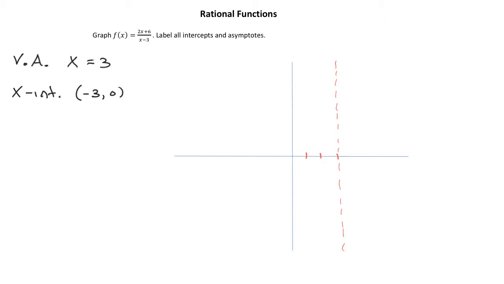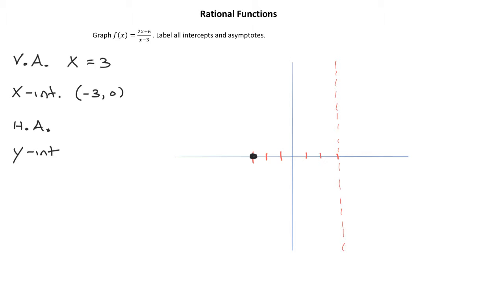So just to recap, if you look at this equation, where the denominator is equal to 0 is a vertical asymptote, where the numerator is equal to 0 is an x-intercept. So I'm going to plot that x-intercept at negative 3. So we know a couple of things about the graph just by looking at the equation itself. Two other things to look for are the horizontal asymptote and the y-intercept.